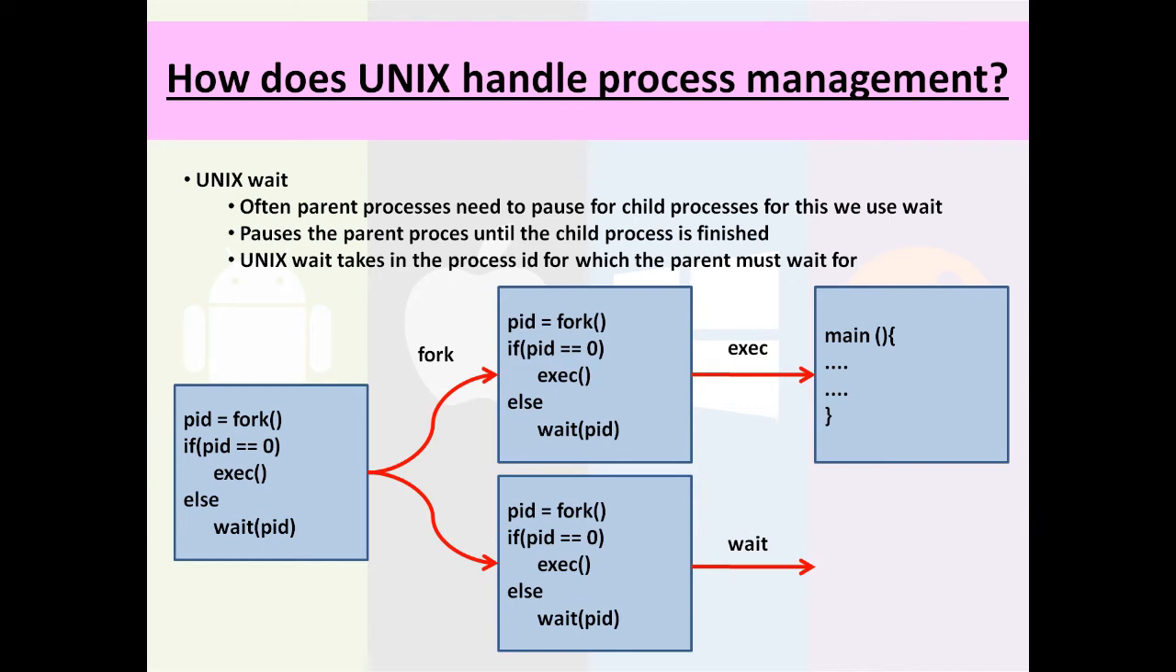And then we have Unix wait. Often parent processes need to pause for child processes to finish or to do something, and for this we use wait. It pauses the parent process until the child process is finished being executed. To do this, Unix wait takes in the process ID for which the parent must wait. So if the PID is 3, then it will wait for process 3 to finish.